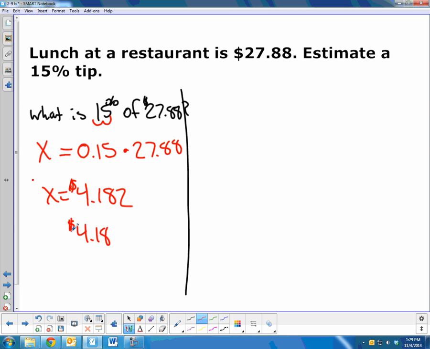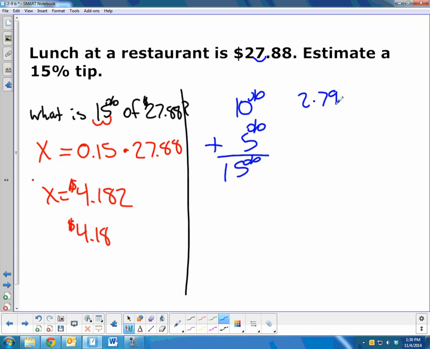Another way to do this, and it does say in the problem, estimate. I will accept either of these ways, but estimate a 15% tip. If we can figure out what 10% is, and we can figure out what 5% is, 10% plus 5% gives us 15%. 10% is pretty easy to figure out in your head. All you have to do is divide by 10, because 10% is 1/10. So we divide it by 10, and again, I'm dealing with money, so I'd have to round, $2.79.